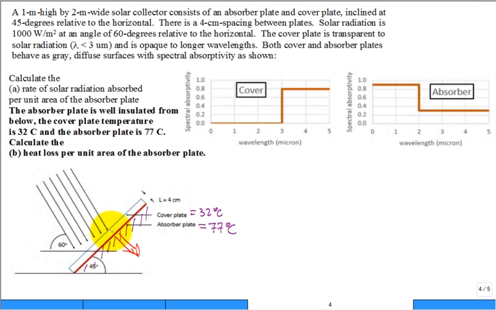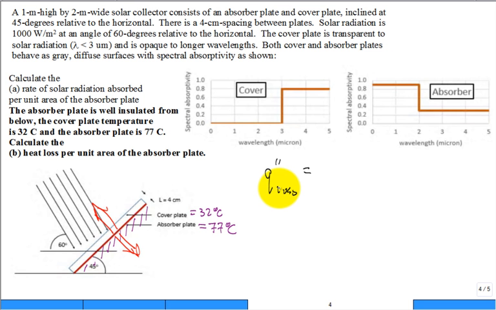Yeah, so it's going in that direction. They want you to calculate the heat flux, per unit area of the absorber plate, going from the absorber plate to the cover, that way. Okay, so that's what we're being asked, this loss. How do you calculate that loss?